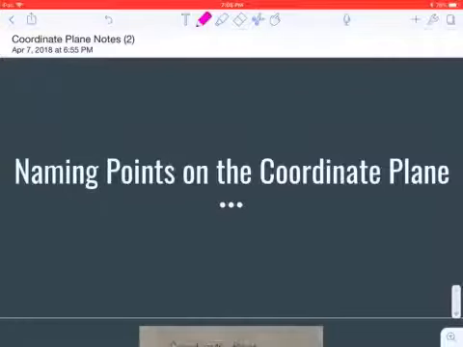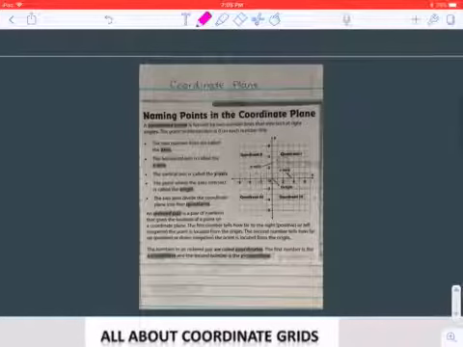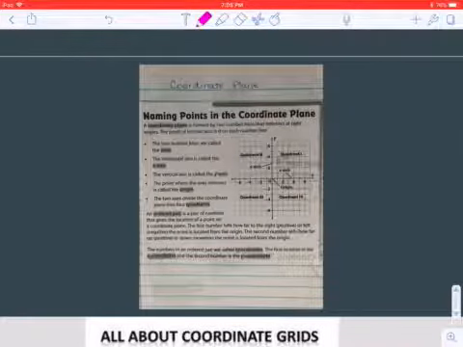Naming points on the coordinate plane. Now I know that you have already been introduced to the coordinate plane towards the beginning of the year. This is going to be a short week reviewing the coordinate plane, and we'll have a little quiz at the end. But starting with your interactive notebook on page 2, this is your notes page.